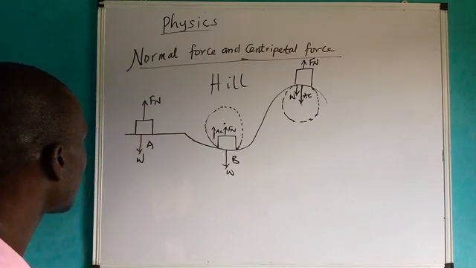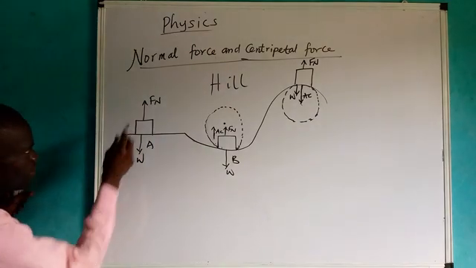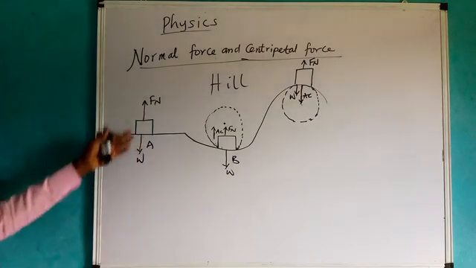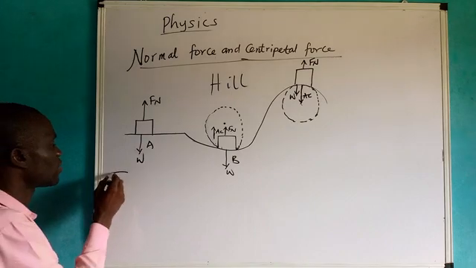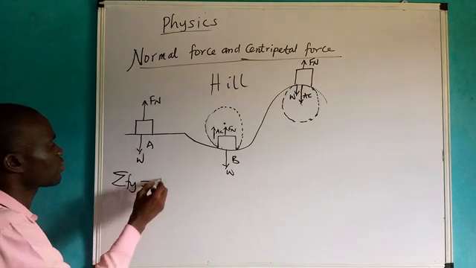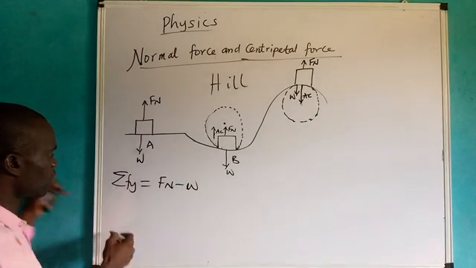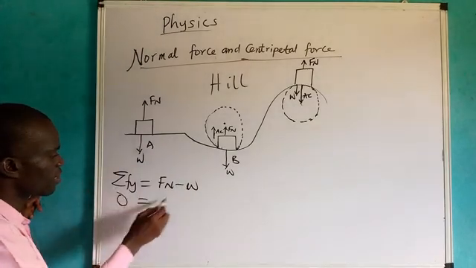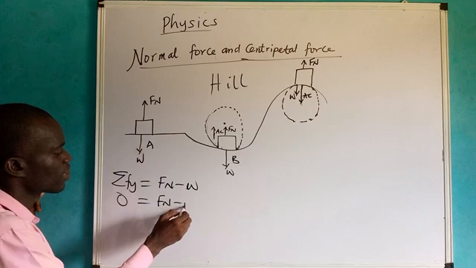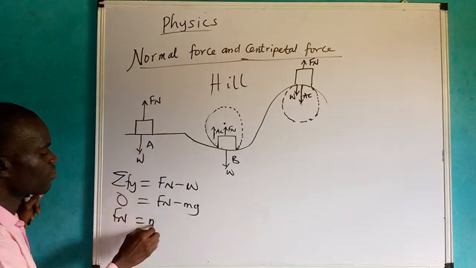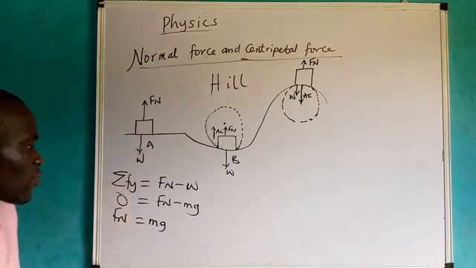Now in this case, what can we do? Let us get the net force here, and the only component here is a vertical component, which is the sum of Fy, and it's going to give us Fn minus W. When we do that, the sum of the forces here is going to be 0, and therefore we have Fn minus mg, and making Fn the subject, you have mg there.